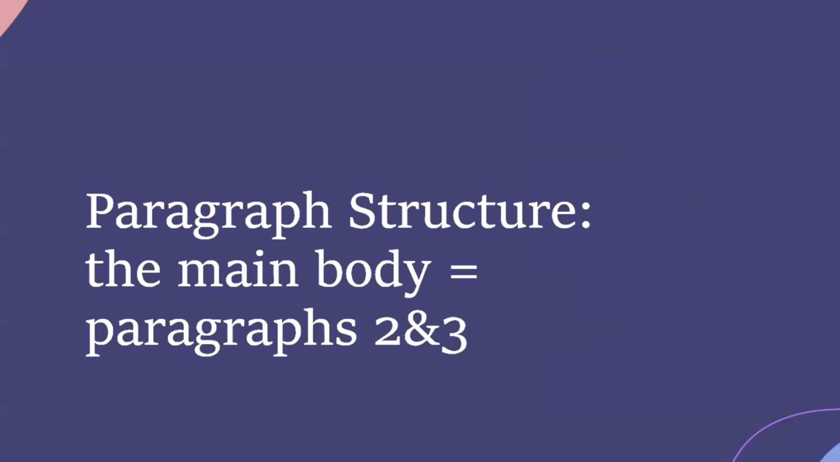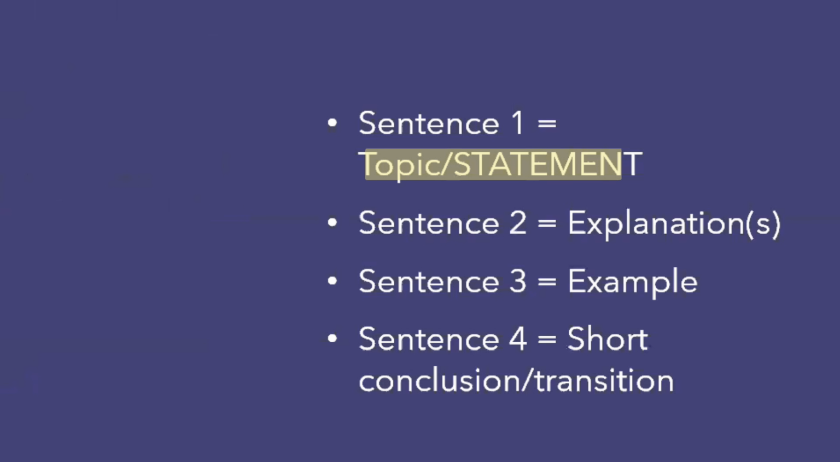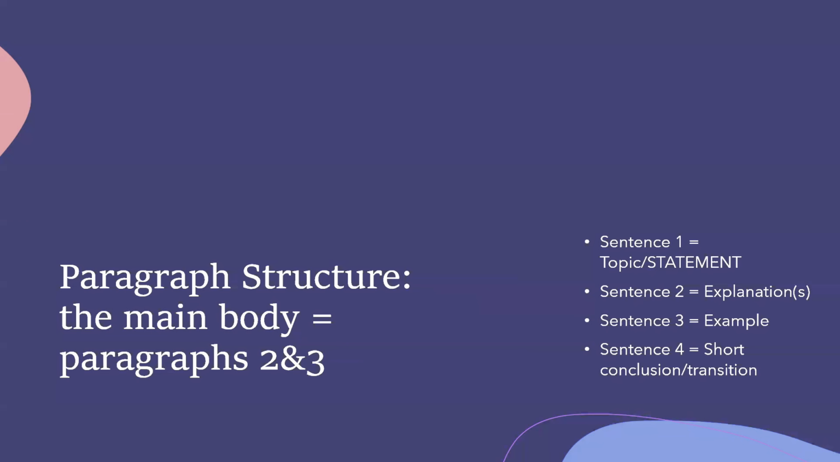So what about the paragraph structure? Well, the paragraph structure should be very clear and always the same. Sentence 1 should be the topic that you're going to talk about, or a statement. Make a statement in sentence 1. Sentence 2, explain the statement with an explanation. Sentence 3, give an example. Sentence 4, conclude or write a transition sentence moving to the next paragraph. And this has a special name, called the SEE structure, which we'll look at next.